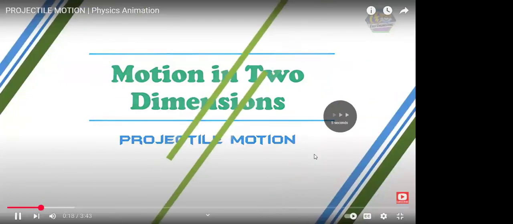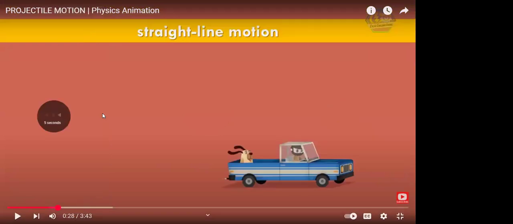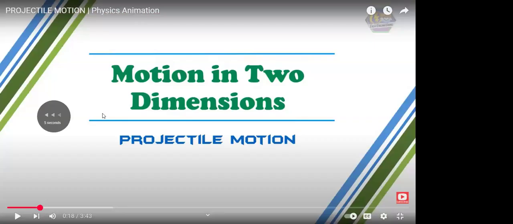Is engineering. In the previous video, we learned the concept of a straight line motion, vertically from a third floor building to the ground. Now this is where he was dropping the object.